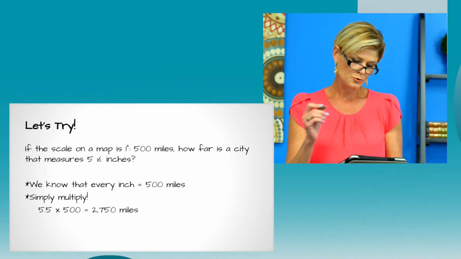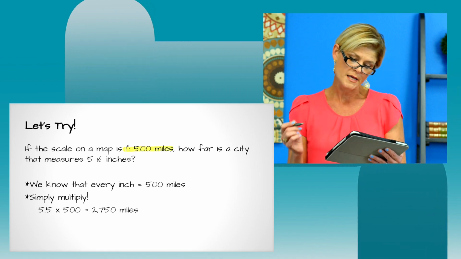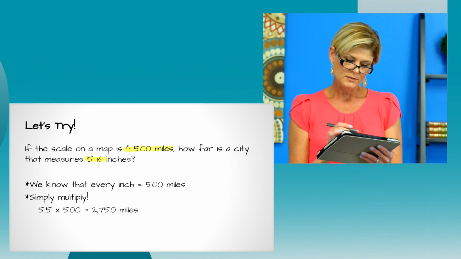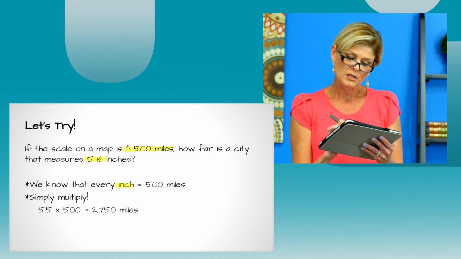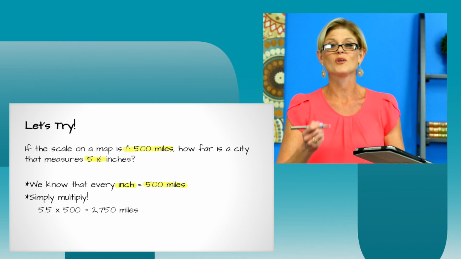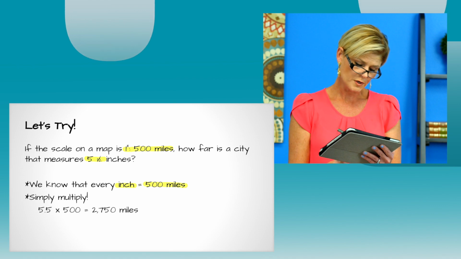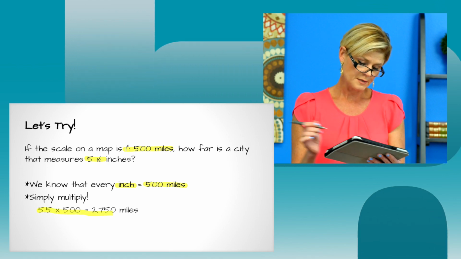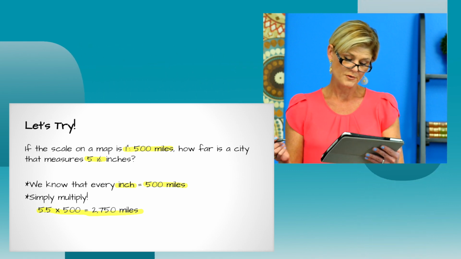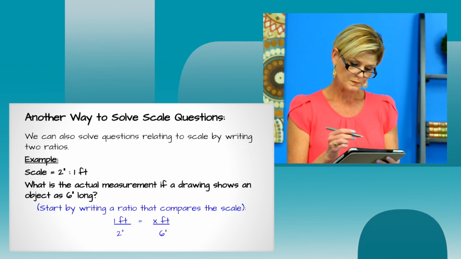All right, so let's try. If the scale on a map is 1 inch to 500 miles, how far is a city that measures 5.5 inches? We know that for every inch, it's going to equal 500 miles. You're probably thinking, this is actually really simple. And it is, because all you have to do is multiply. We're going to multiply 5.5 times 500, and the distance is 2,750 miles. Simple enough, just basic multiplication.